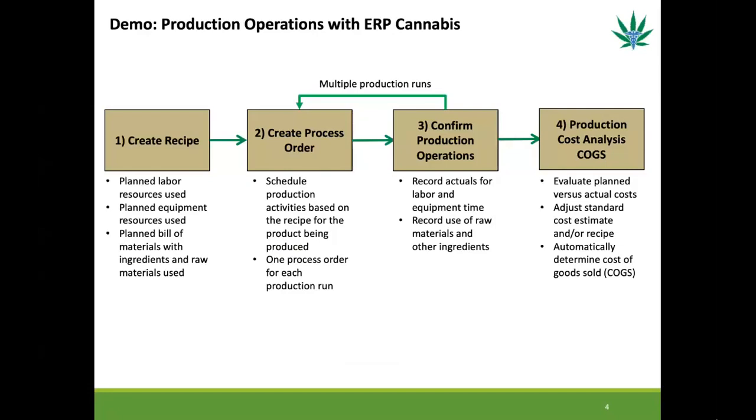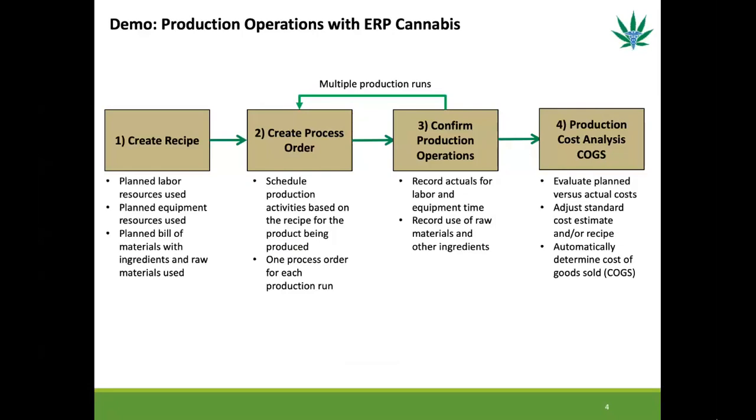And then the production cost analysis is what happens, of course, after all of this data has been put into the system, and you want to evaluate, for example, your planned versus actual costs. So your planned cost would be your recipe. The actual cost is what would be posted through the confirmation form, and you would then analyze that and adjust your standard cost estimate for the product that was produced, or adjust the recipe if there are inconsistencies or large variances between your planned and actual costs. But the idea is that you would rationalize that and make sure that as you go forward, appropriate adjustments are made so that you can continue to increase the accuracy of your production planning activities.